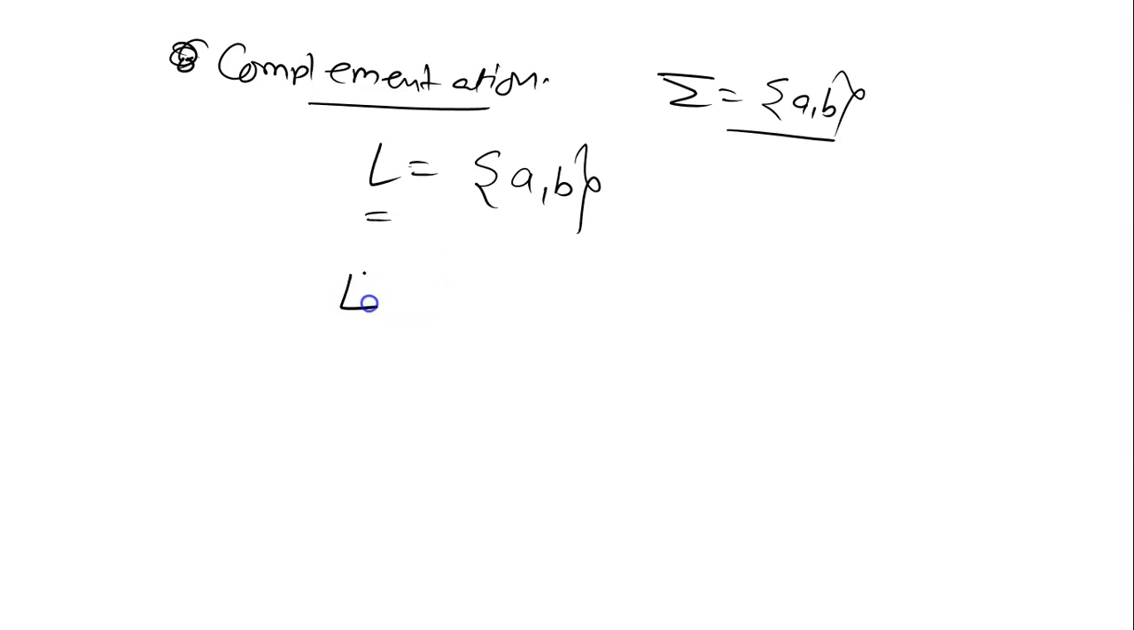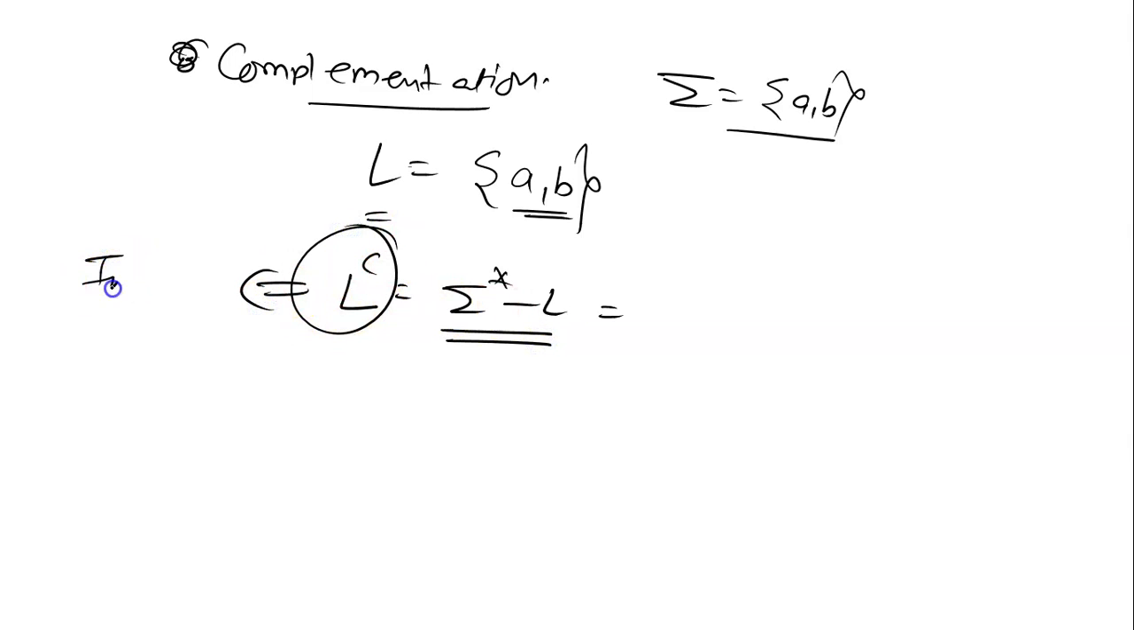Now what is L complement? We know L complement means sigma star minus L. And what will this L complement be? Basically from sigma star we only want to remove these two strings. Okay, so what you will get is all the strings except A comma B. You can see that this L complement is an infinite set. In this L complement you have all the strings over this alphabet except these two strings, so this is an infinite language.